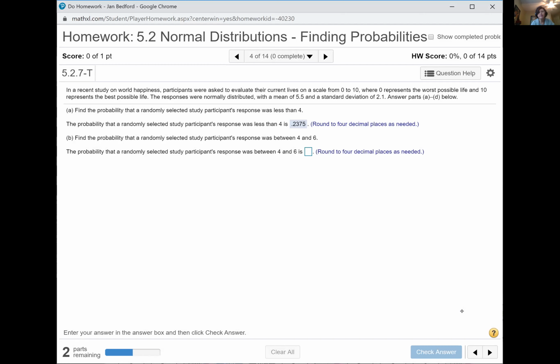Okay, and then they're going to give us more of these with different boundaries. So this is going to be between 4 and 6. And again, you can go back into that NormalCDF. All you have to edit then would be your lower boundary and your upper boundary. So it really goes fast if you're using the TI calculator on this instead of using the Z-scores in the table.